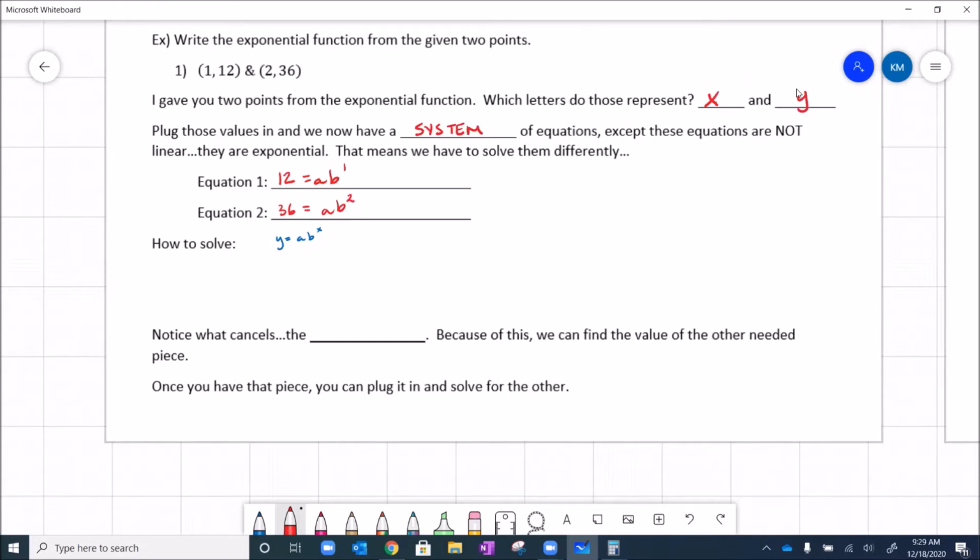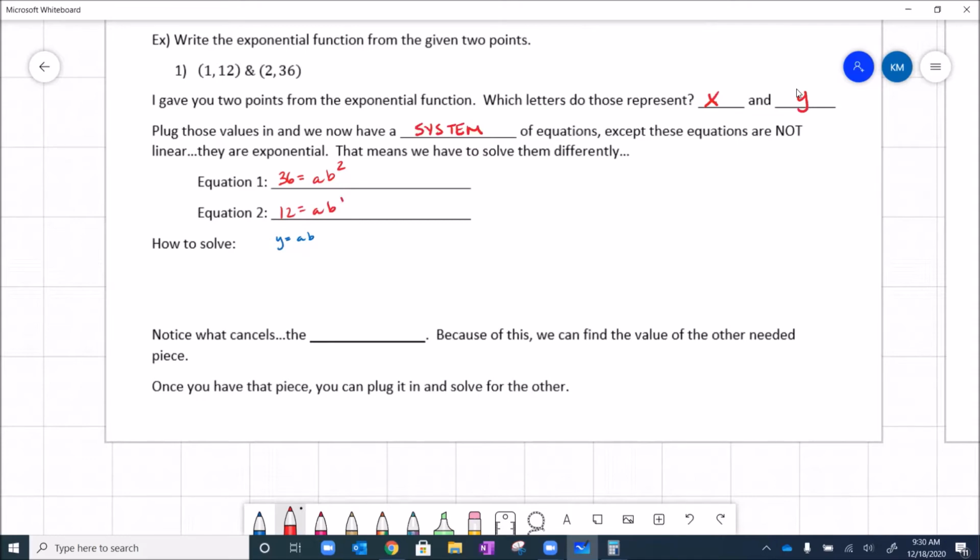And actually, I'm going to do something to help myself out. All right, I'm going to do that backwards. I really like writing it so that my bigger y is on top. And I'll show you why in a little bit. 36 equals a times b to the 2, 12 equals a times b to the 1. All right, so what we have is a system.